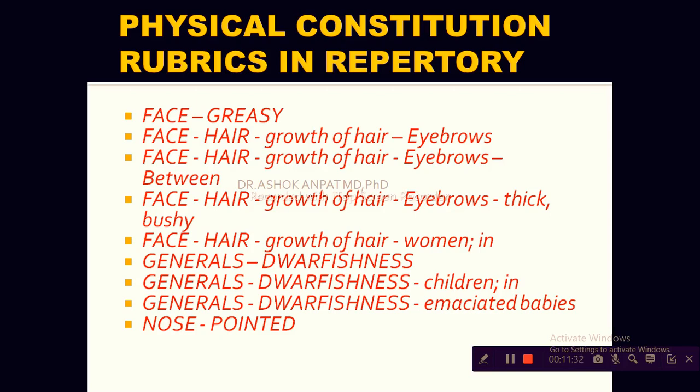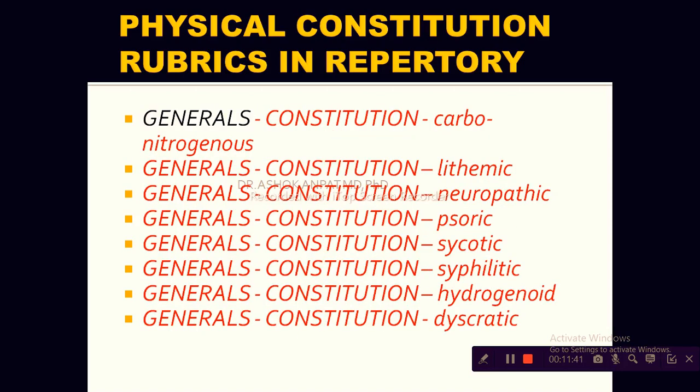Okay, so these are the observative symptoms which cannot be missed in clinical practice. The next is the general constitution, carbonitrogenous. So these are the types of constitution already discussed in the theoretical lectures in colleges. So what are they? The carbonitrogenous constitution.